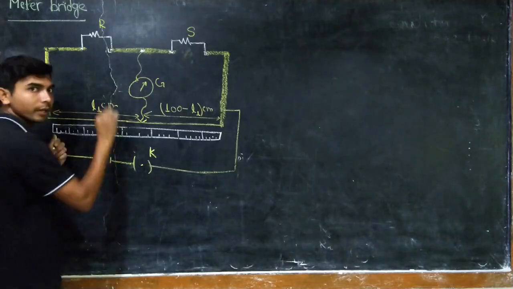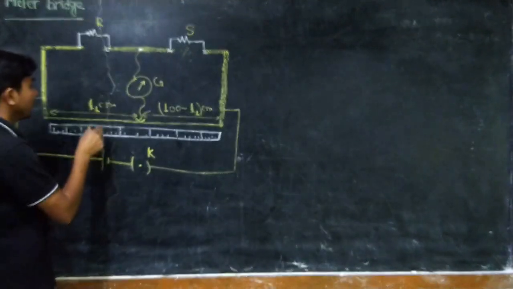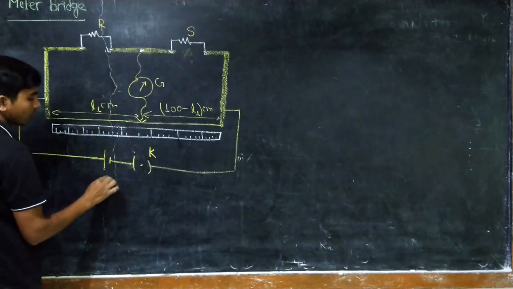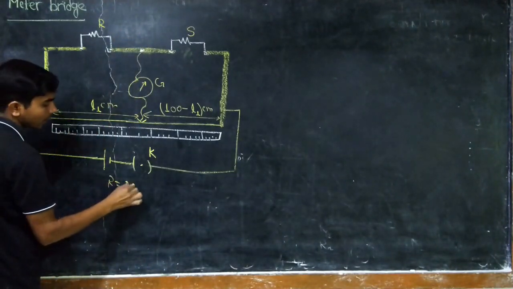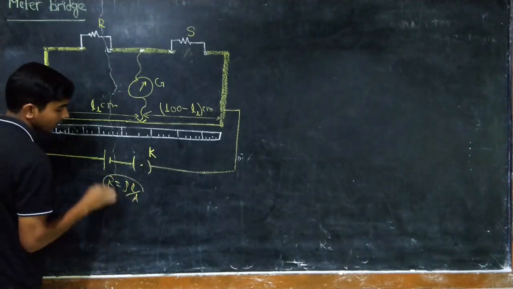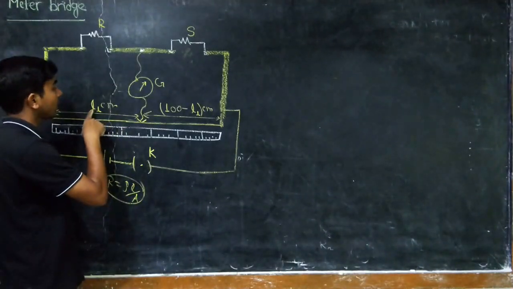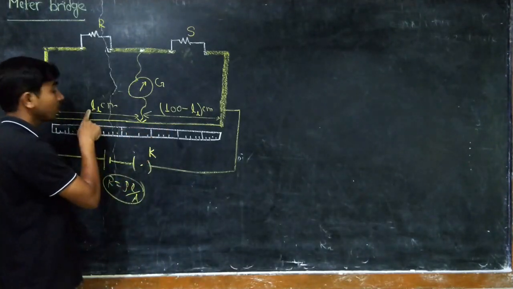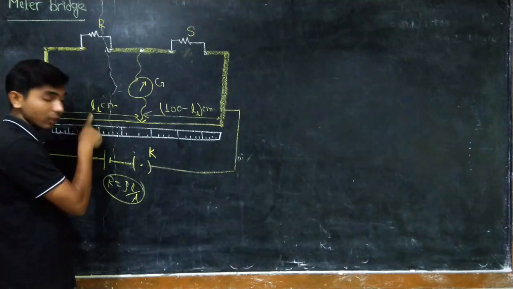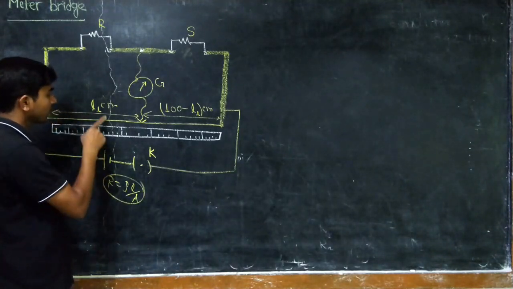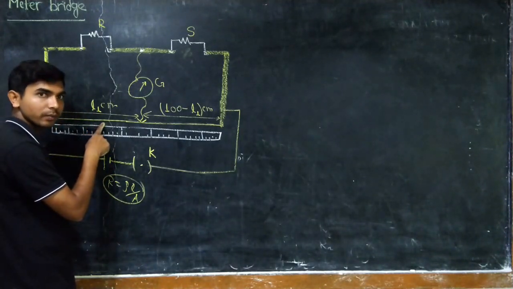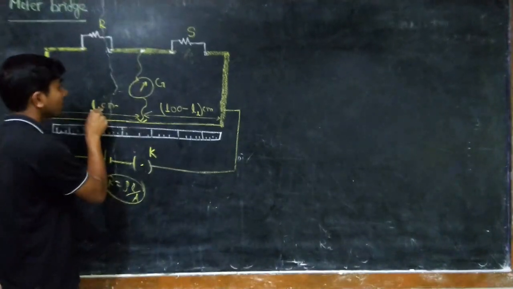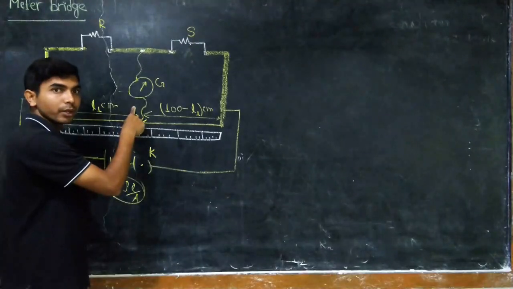Resistance is directly proportional to length, with the formula R = ρL/A. As we move the jockey, we are changing the value of L1, so the resistance of this wire will change, and the resistance of the other wire also changes. But at a certain value of L1, there will be no current in the galvanometer.